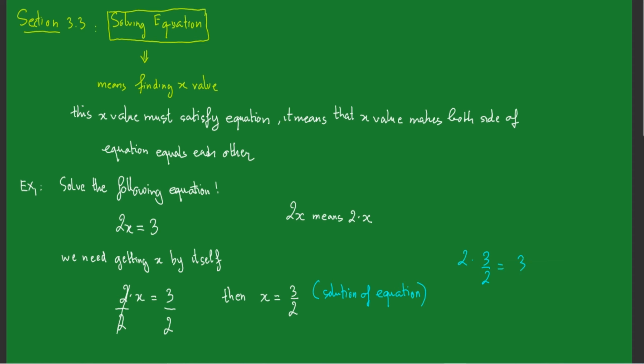Look at that, 2 divided by 2, so it cancels out. What you have left on the left hand side is 3 and on the right hand side 3. See that? It makes both sides equal each other. So that is how you solve a very basic equation.